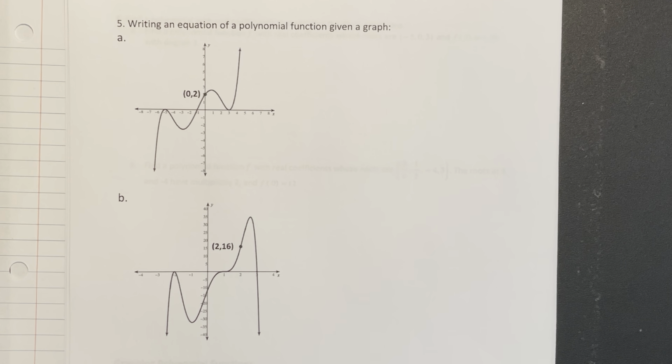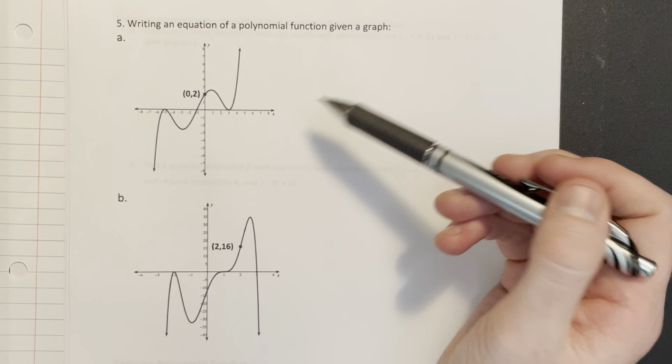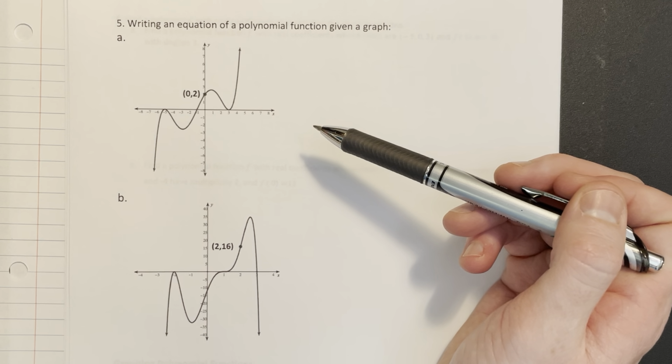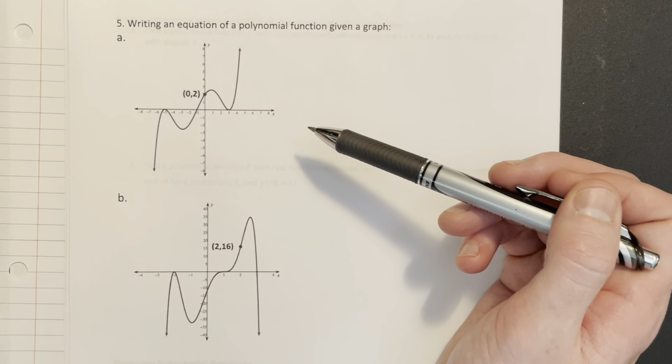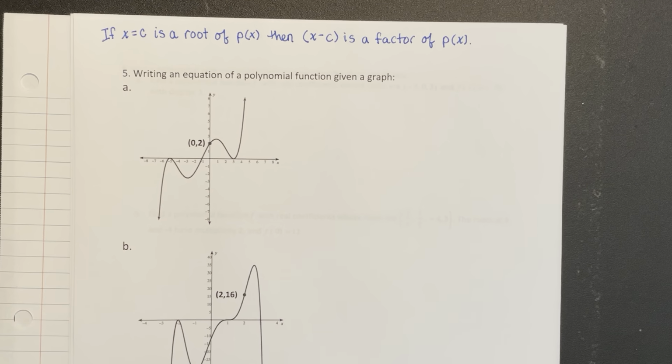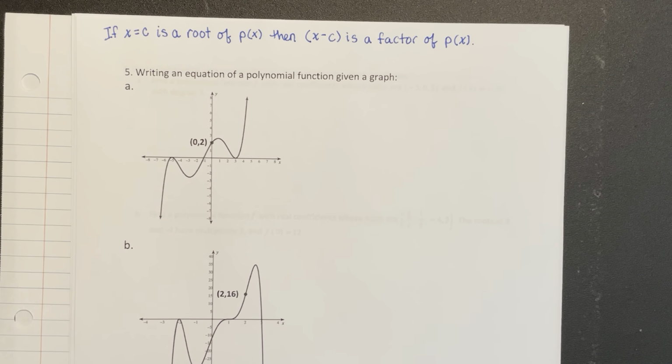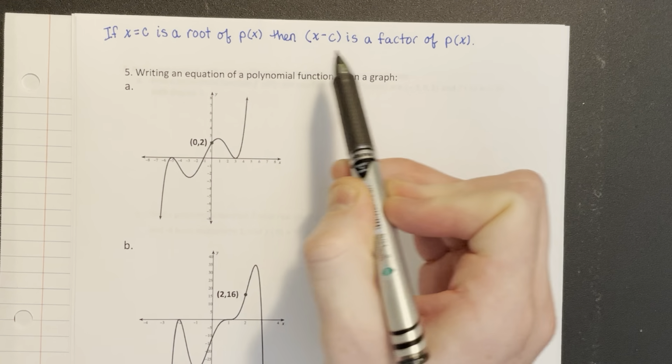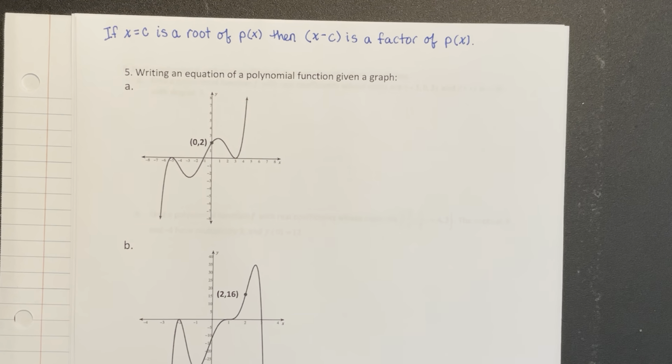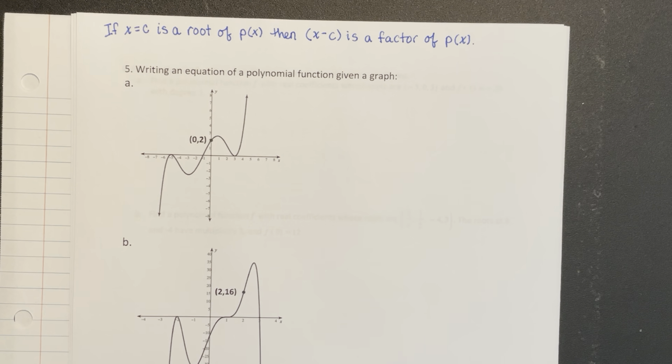Now that we've talked about different key features of a polynomial, we'll try to write the equation of the polynomial from the graph. Something we just reviewed was that if we know a root of that polynomial, then we can also describe one of the factors of that polynomial. So if x equals c is a root, then x minus c is a factor. So we're going to start by looking for roots that are in the polynomial.